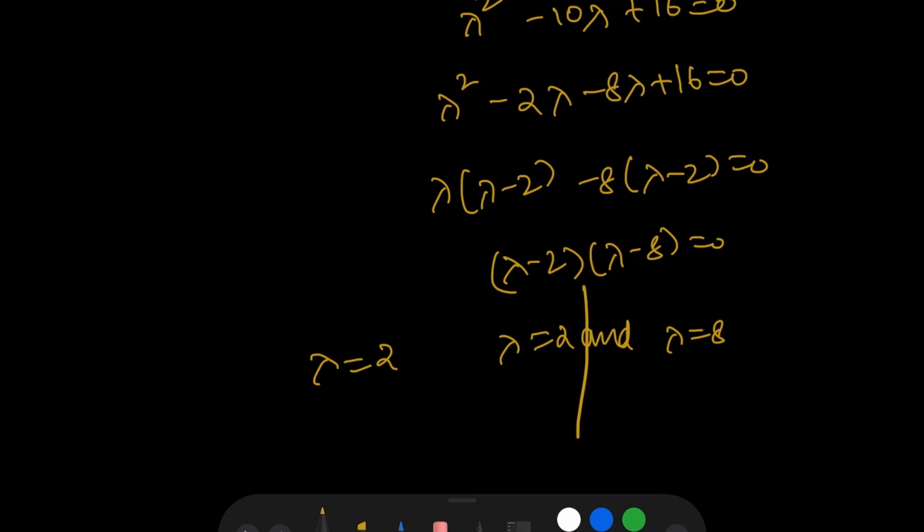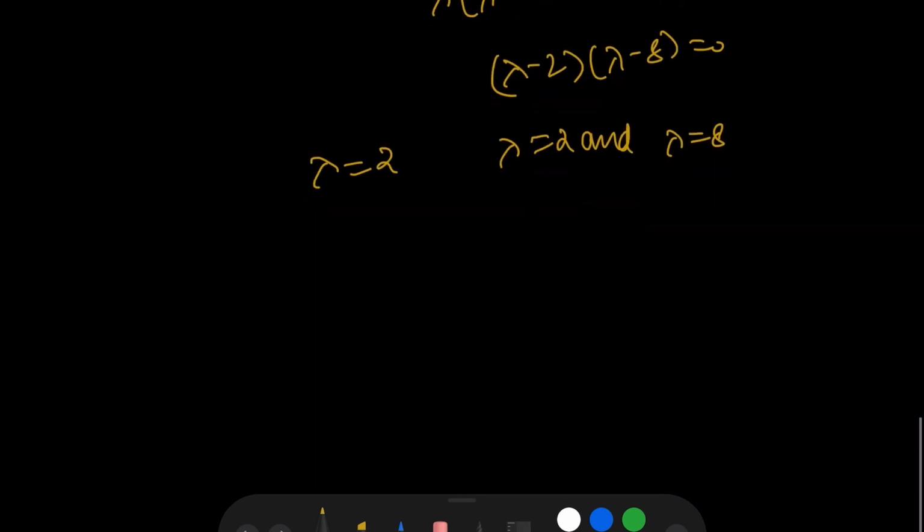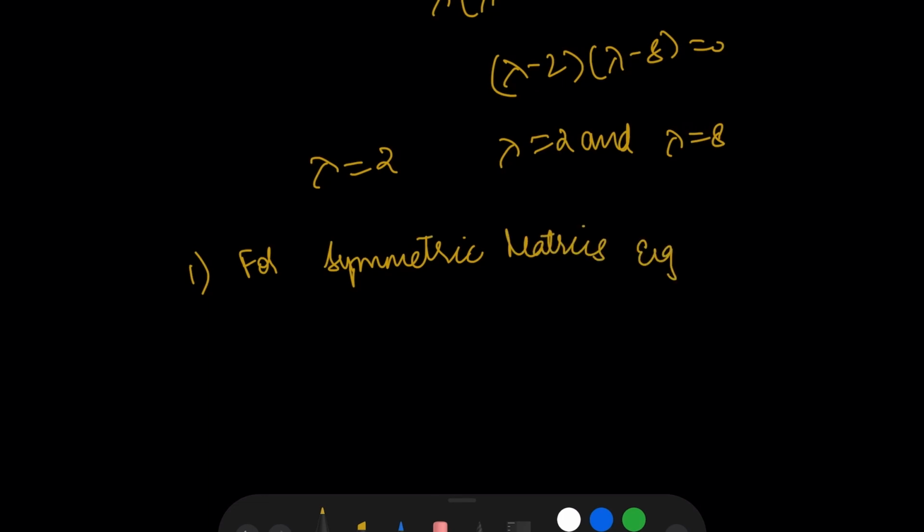So this is how we find the eigenvalues. So we have some rules here to understand. You can call these tricks or something like that. The first note is that for symmetric matrices, eigenvalues are always real. So let us write it out. For symmetric matrices, eigenvalues are always real.